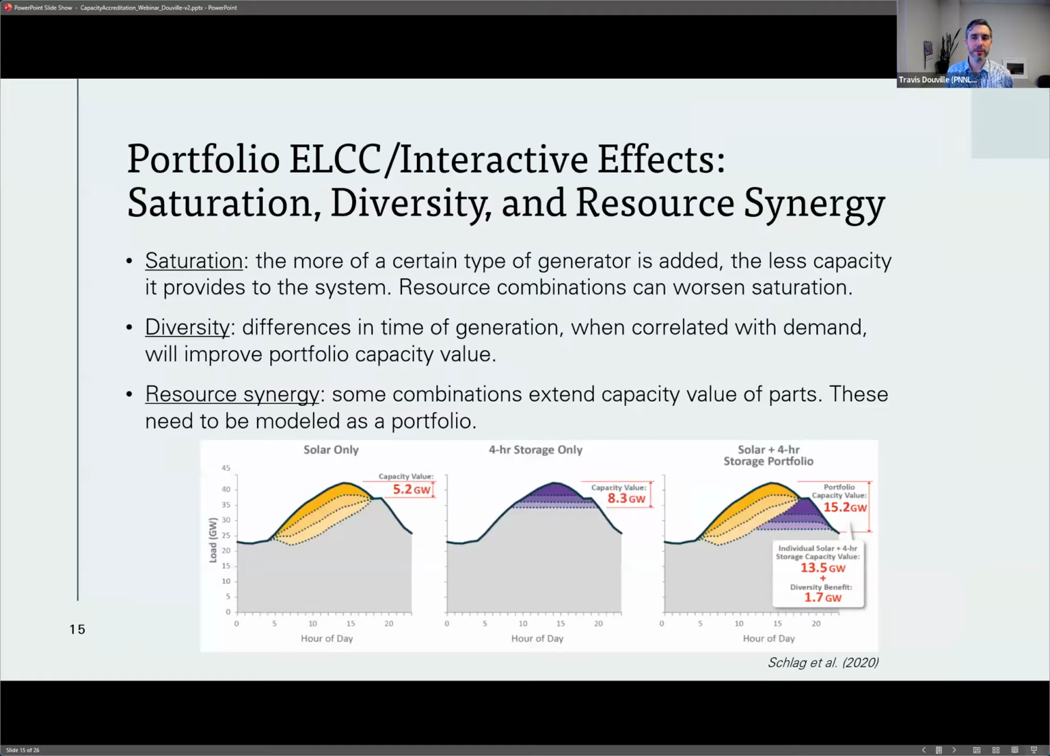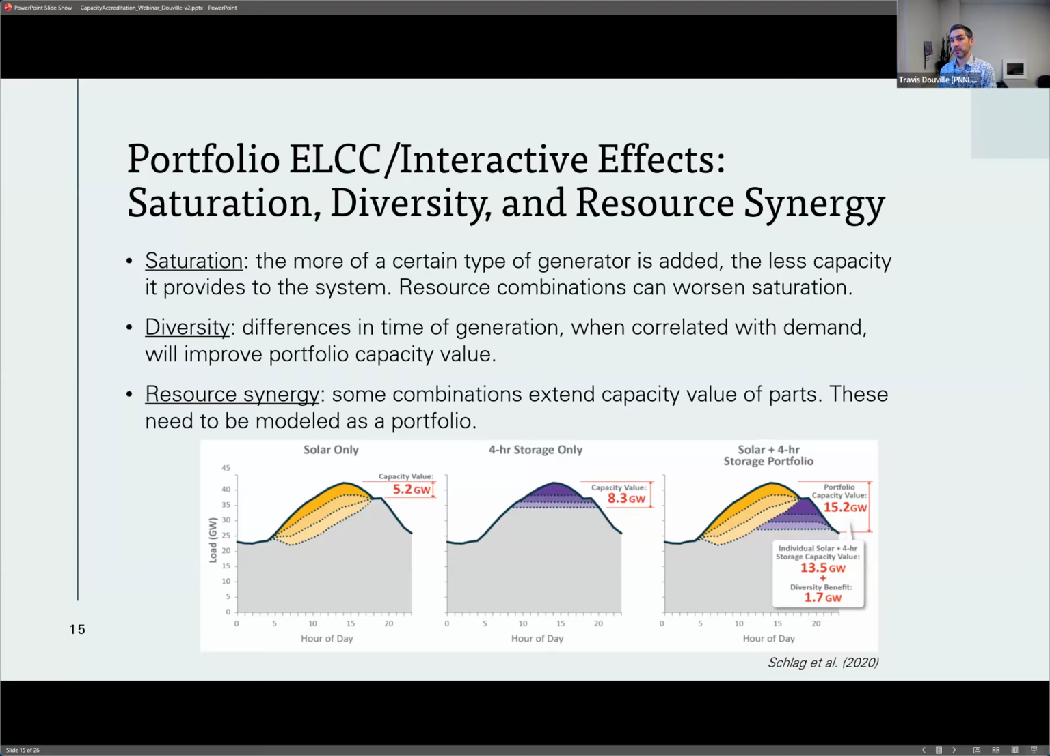Why is it important to consider portfolio capacity effects? There are interactive effects of resource mixes today of which to be mindful. The first is saturation. This is the idea that as you add more and more of a resource with the same temporal characteristics, then it provides less diversity of supply to the system over time. Thermal dispatchable resources will be less susceptible to this effect.